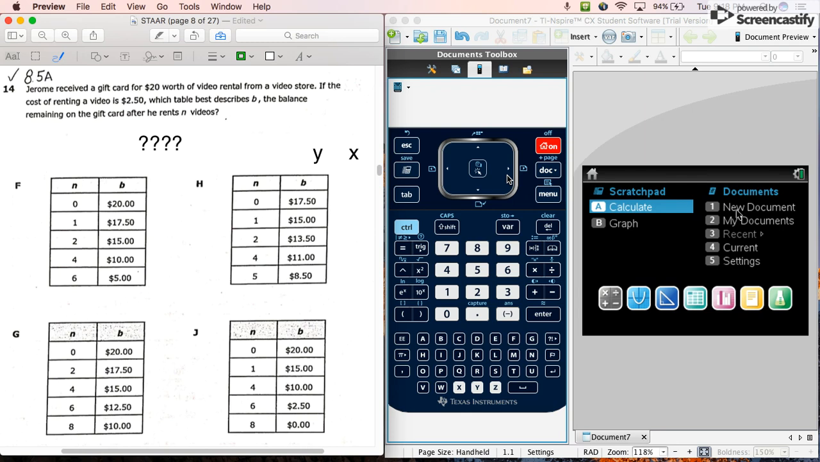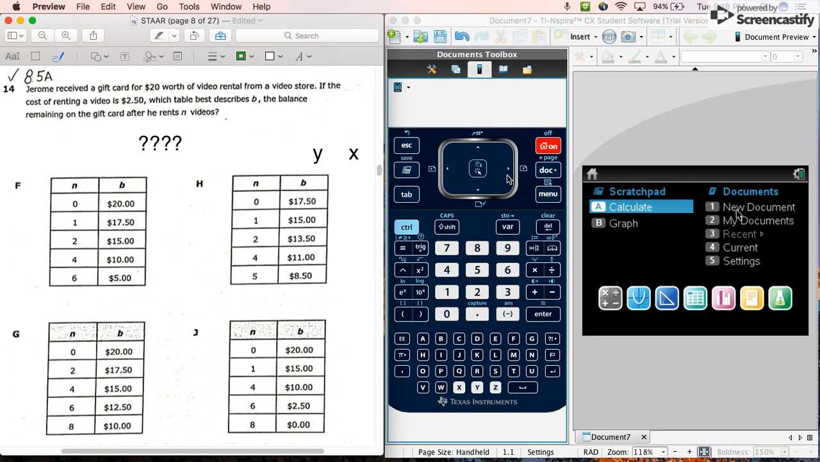Okay, we are now on problem number 14, TEKS 8.5B. It says, Jerome received a gift card for $20 worth of video rentals from a video store. If the cost of renting a video is $2.50, which table best describes B, the balance remaining on the gift card after he rents n videos?